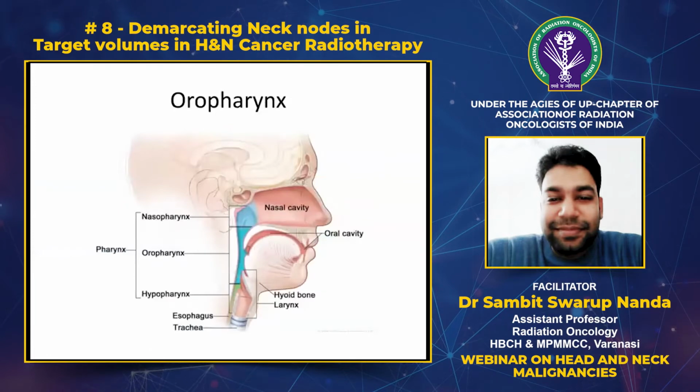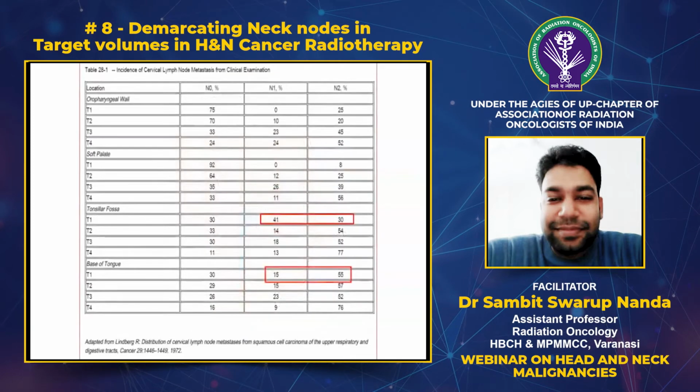Coming to the second part, that is the oropharynx. The oropharynx broadly has the tonsils, the tonsillar fossa, the soft palate, as well as the posterior pharyngeal wall along the soft palate, and the base of the tongue. However, the posterior pharyngeal wall below the soft palate level comes into the hypopharyngeal region. So the primary lymph node drainage for these is usually the level 2 group of lymph nodes.